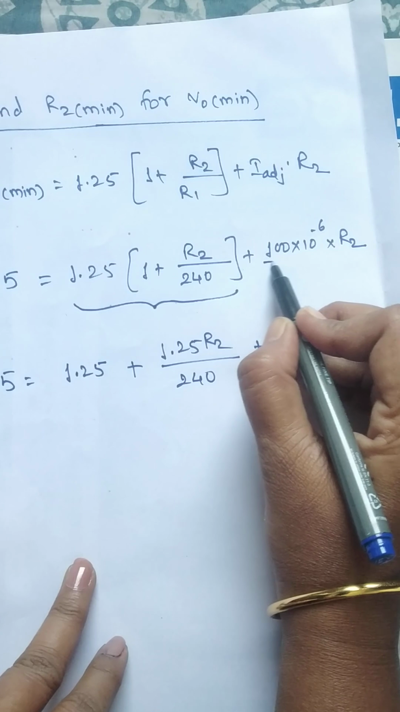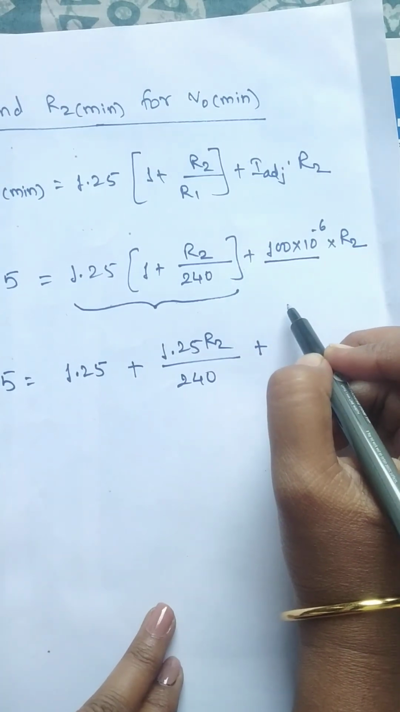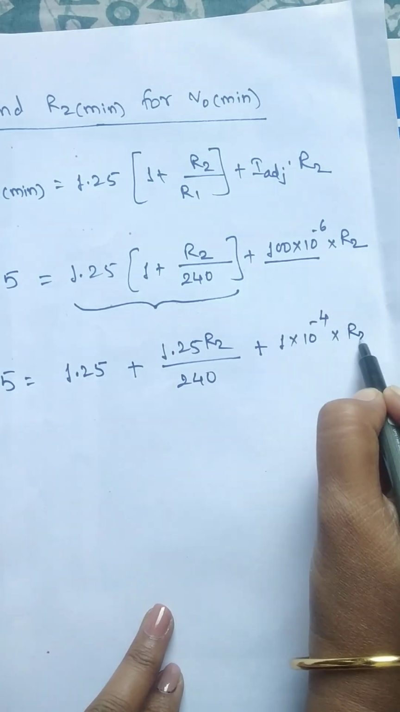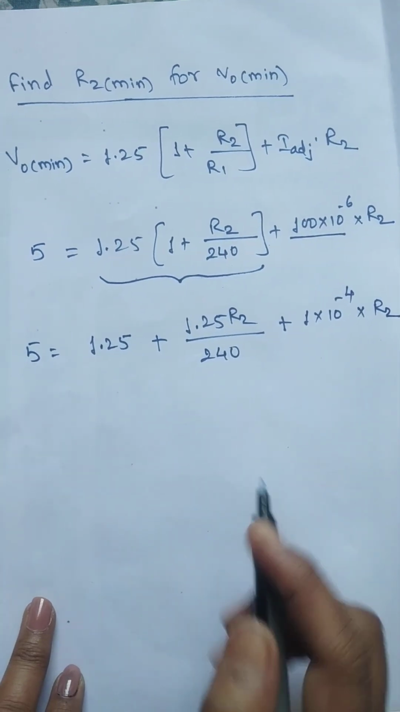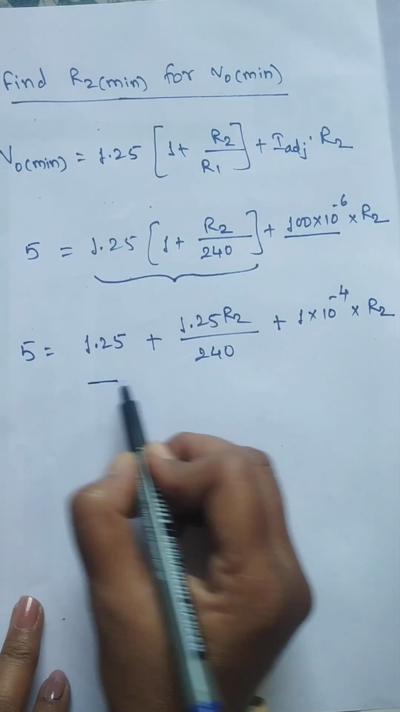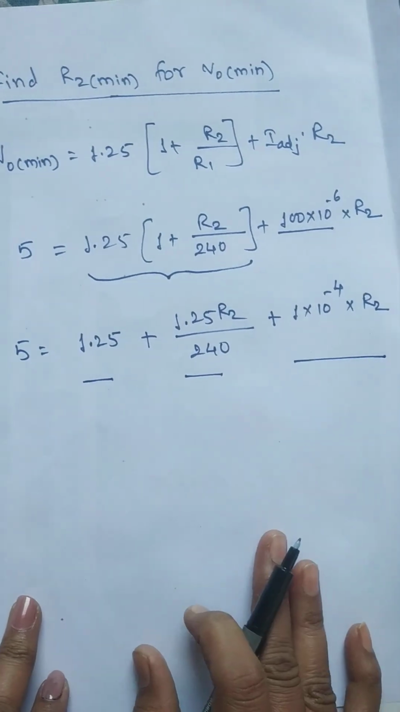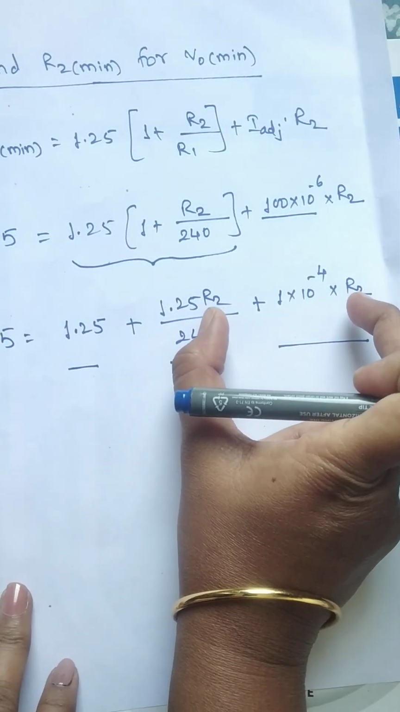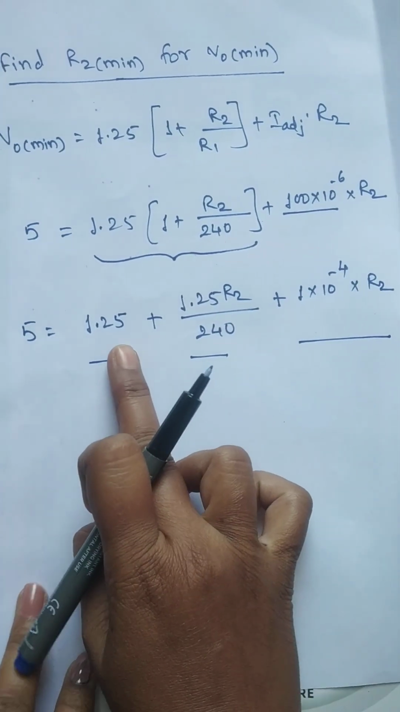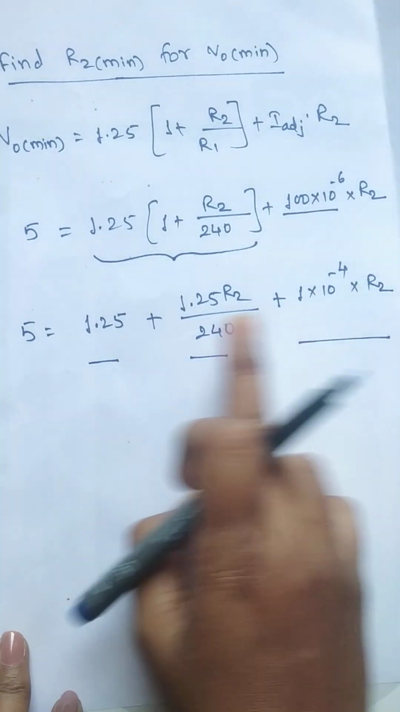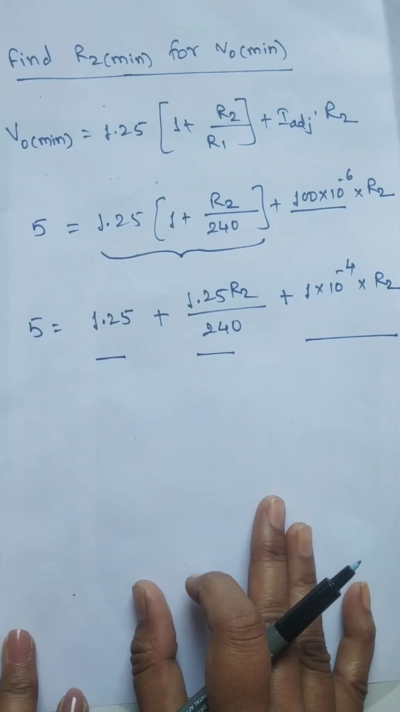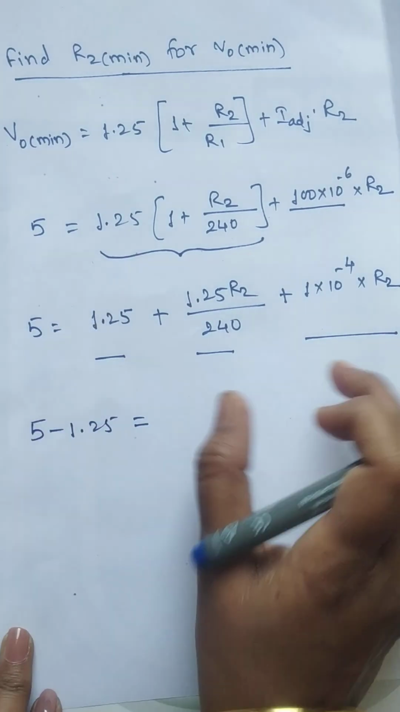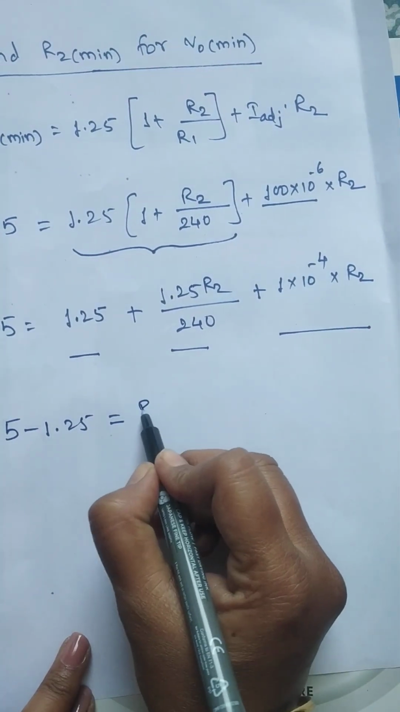Now can I write 100 into 10 raised to minus 6? It is nothing but 1 into 10 raised to minus 4 into R2. So now you can see 3 terms are there, 1, 2 and 3. Now from these 2 terms we can take R2 common, and this term, since additions are there, we can transfer this 1.25 on the left hand side. So 5 minus 1.25, this term I have transferred, and out of these 2 terms let us take R2 common.